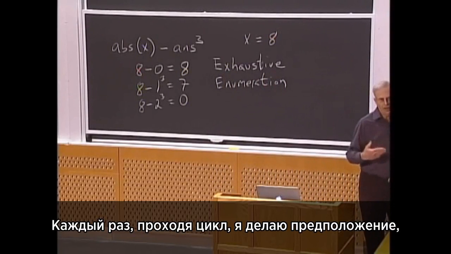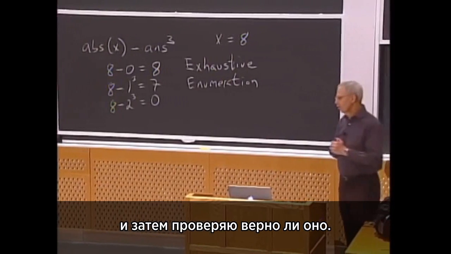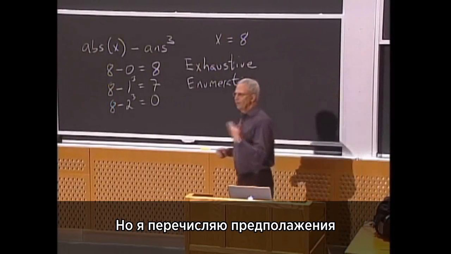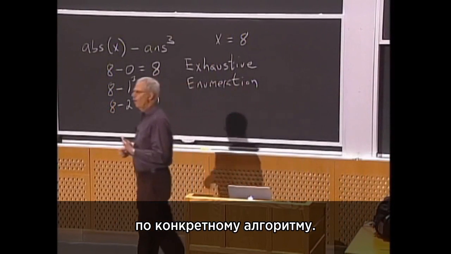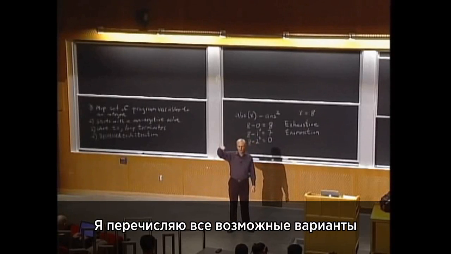Each time through the loop, I'm taking a guess as to what the value is, and I'm checking whether it's true. But I'm enumerating the guesses in a very systematic way. They're not just random guesses. I'm enumerating all the possible answers.